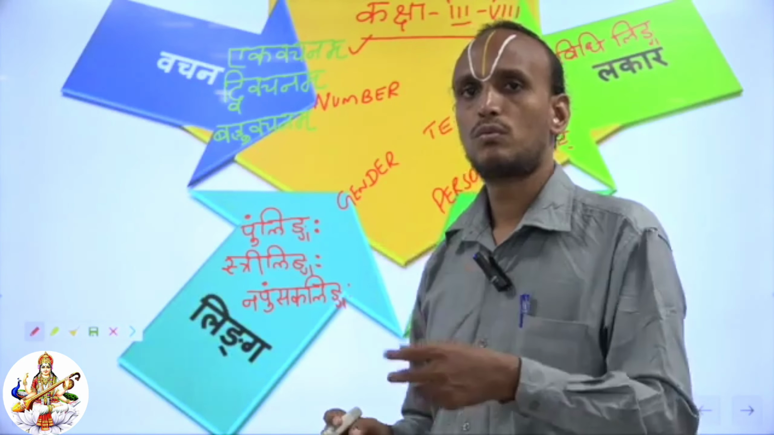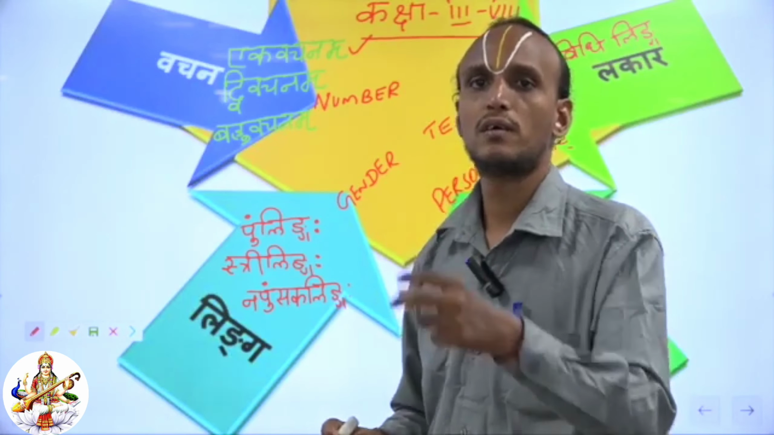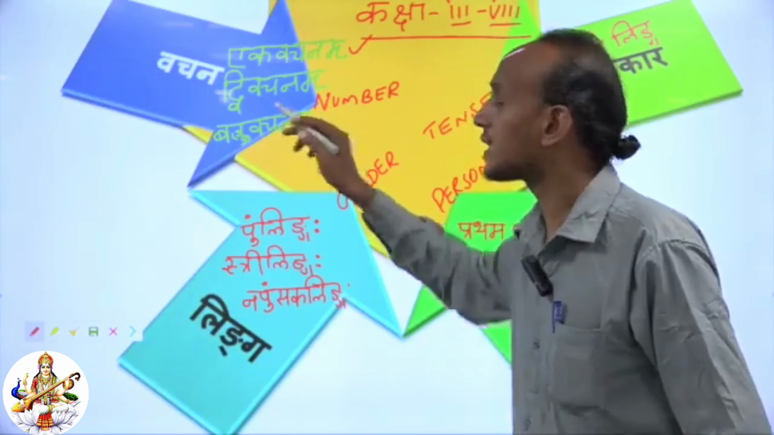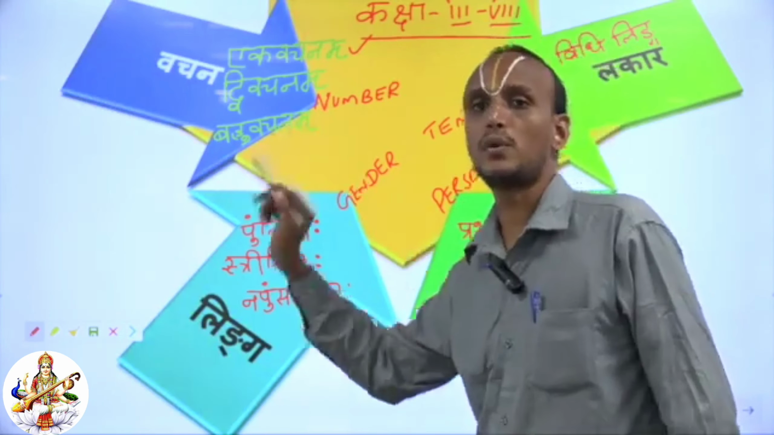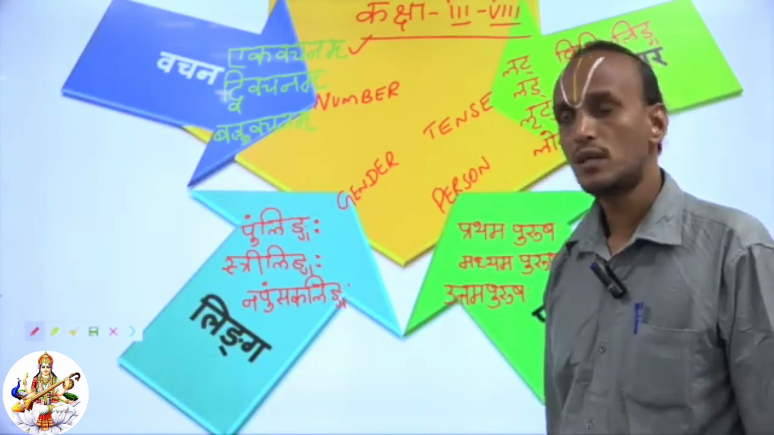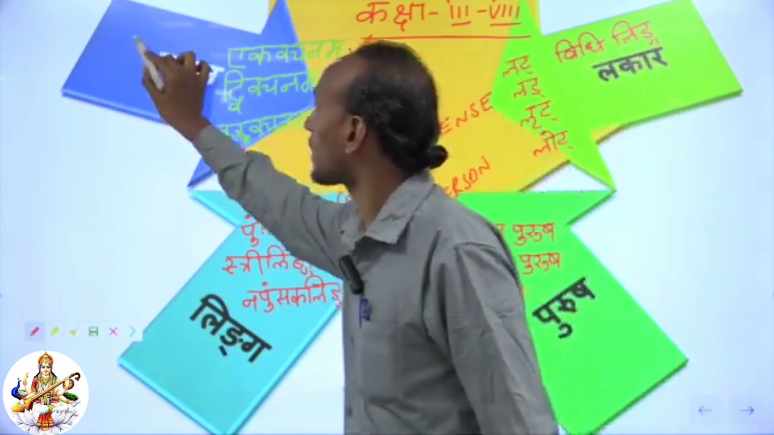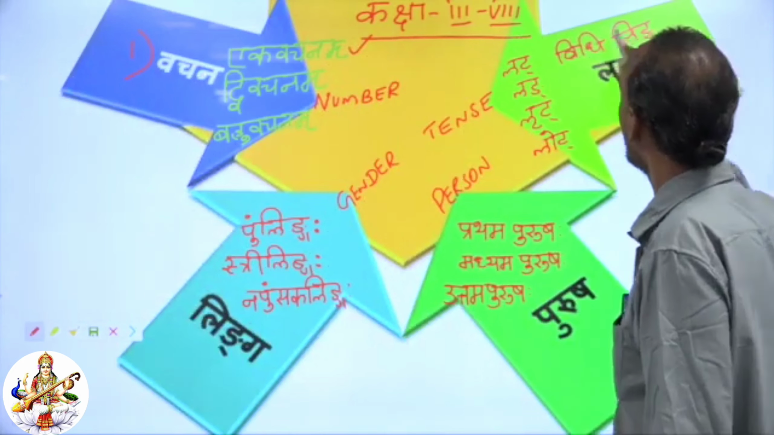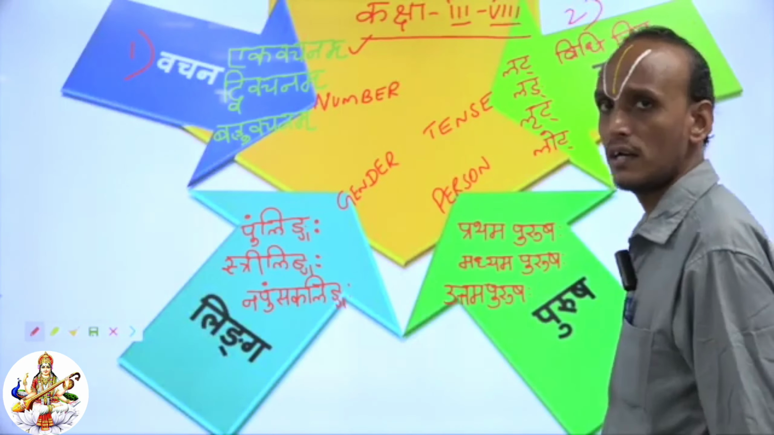If more than two persons are doing some work, then you have to use Bahu Vachanam. Bahu Vachanam means plural. Okay, children? Then this is the first part, Vachanam. Then the second one, Lakaraha.